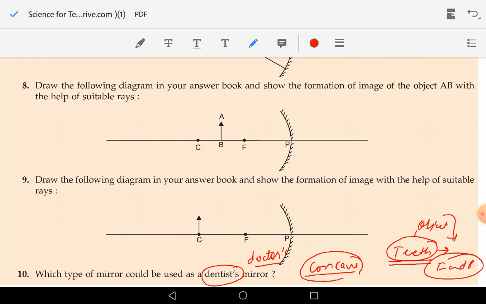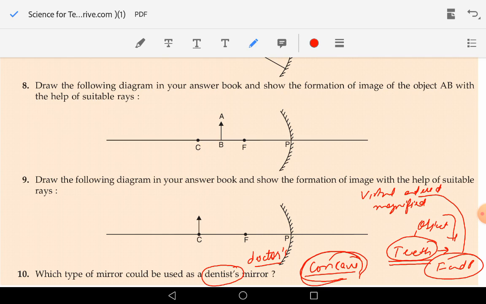So now if the object is between focus and pole, the image will be virtual and erect, that is, it will be the straight image. Okay, it will be magnified also, so the dentist will be able to see the magnified image of the teeth and will get to know easily where the problem is. Okay, so he will use a concave mirror.